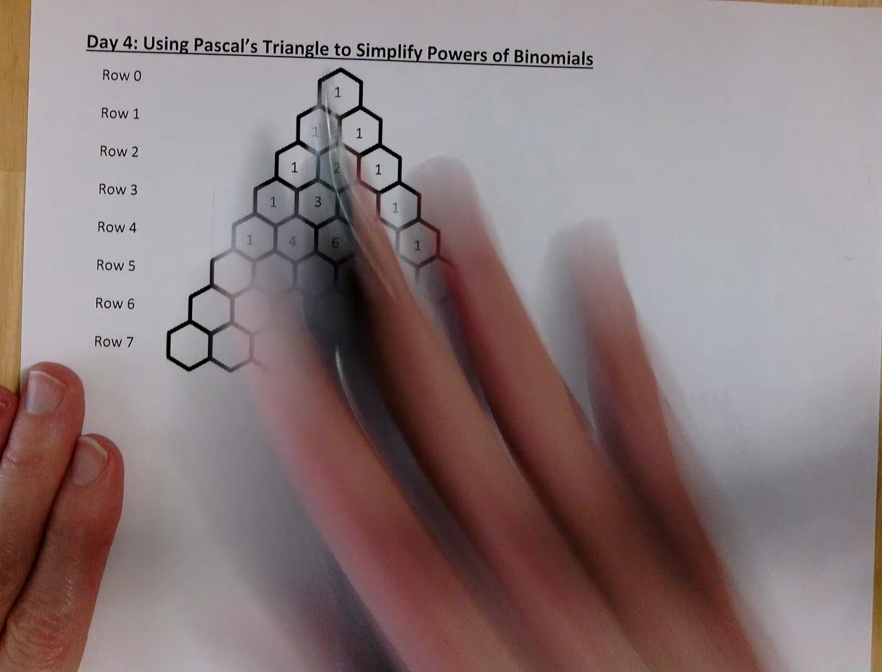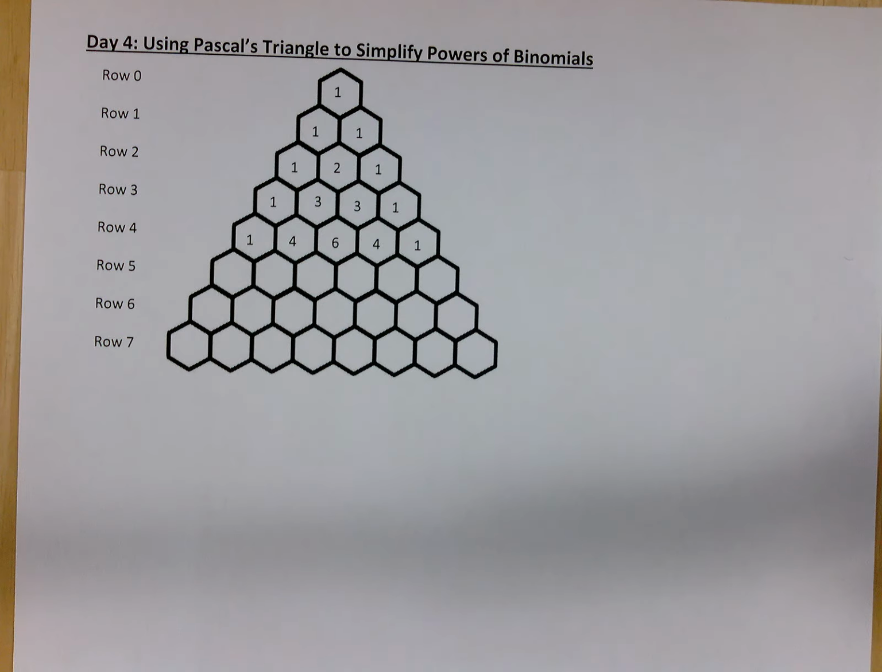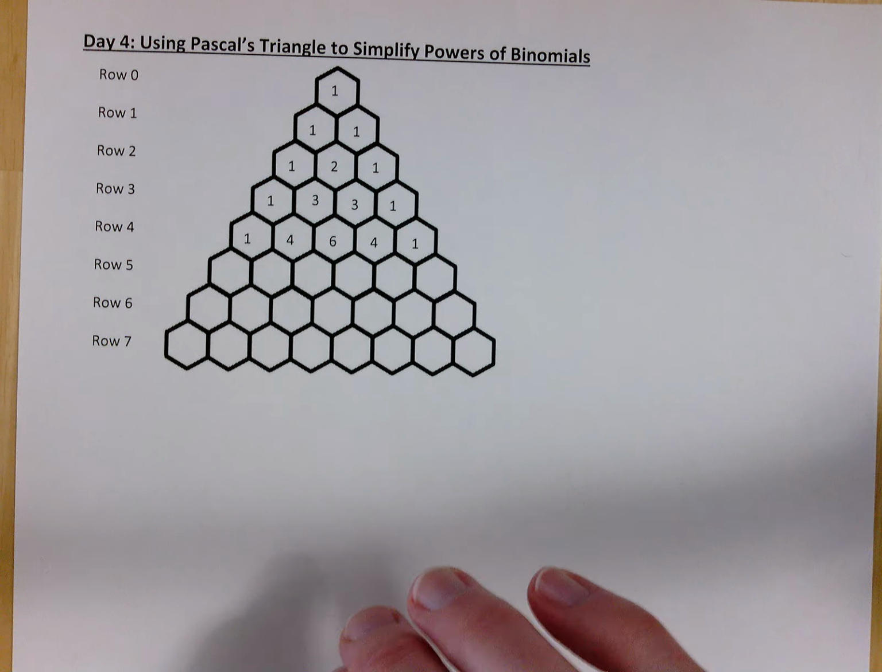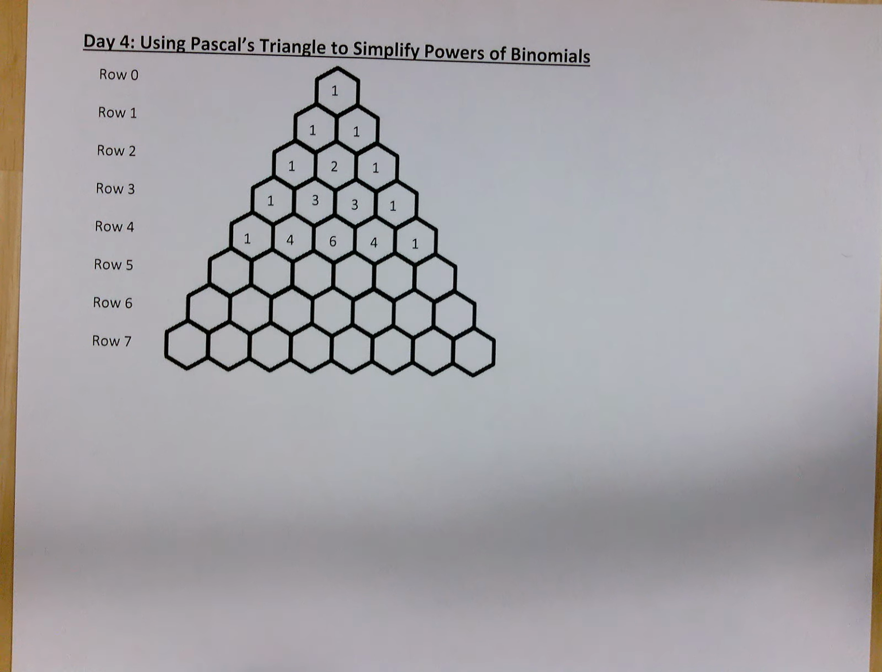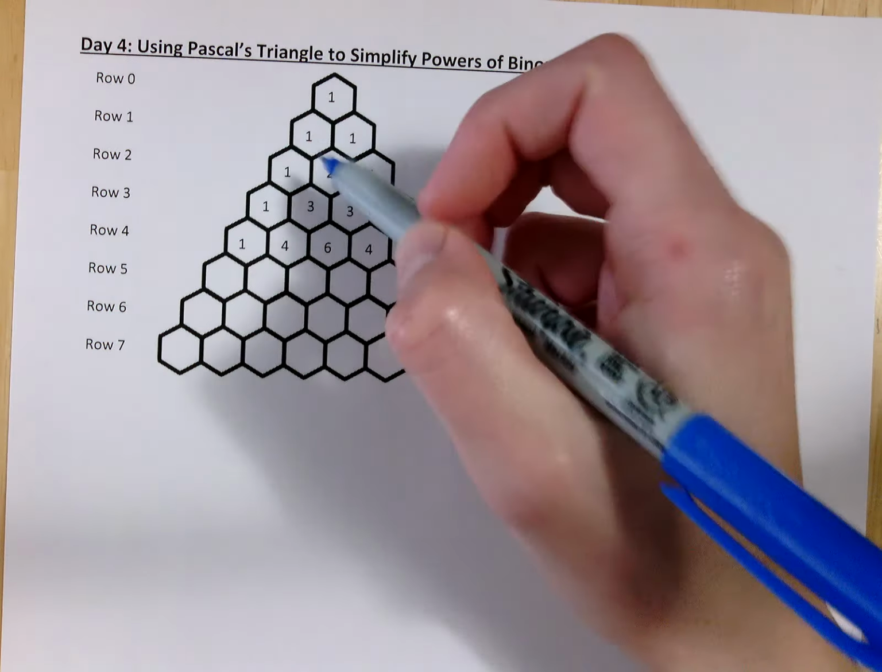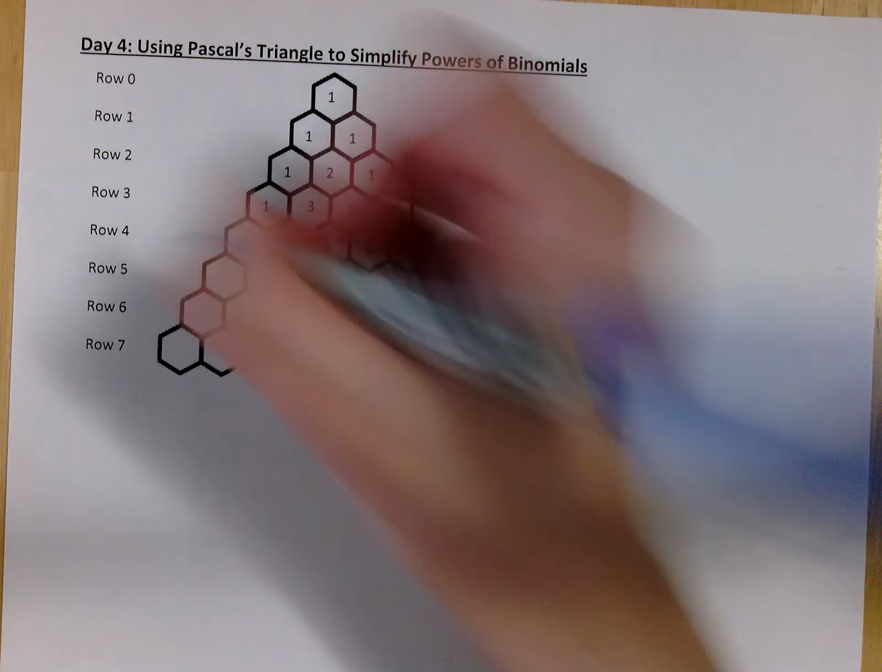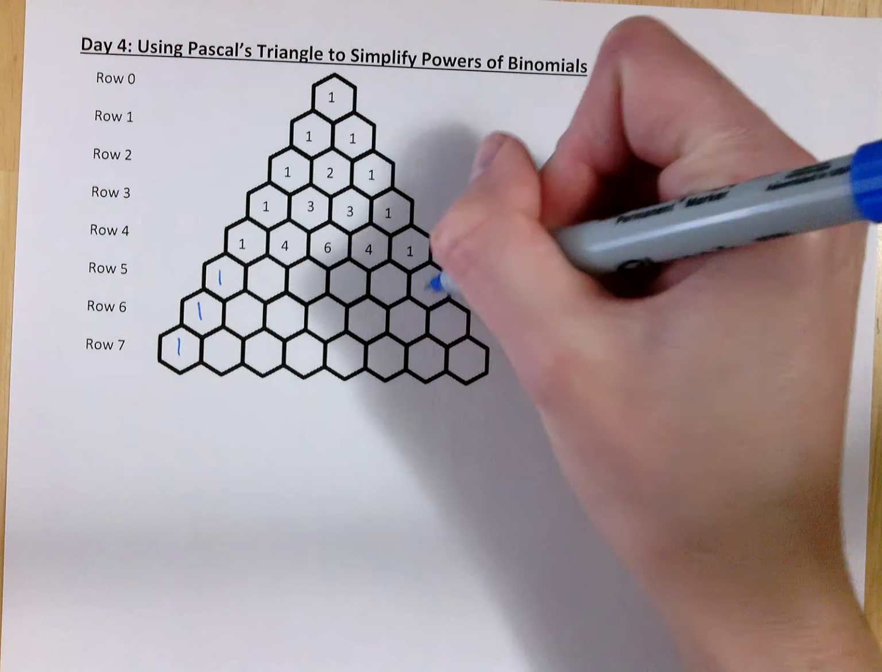Okay, so the first thing that you need to know in order to use this shortcut is Pascal's triangle. This is a really cool pattern. It's got a lot of different patterns in it. You can see some of them are pretty obvious, like there's ones along the outside edges, right? So I know I could fill in ones here.